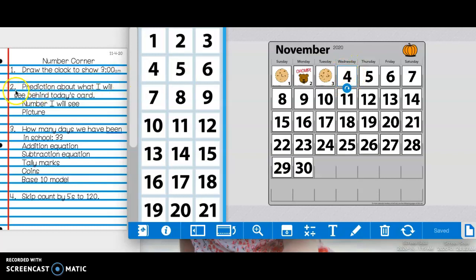Next to number 2, write a prediction about what you will see behind today's card. Write the number you will see and tell me about the picture. Press pause if you need more time.